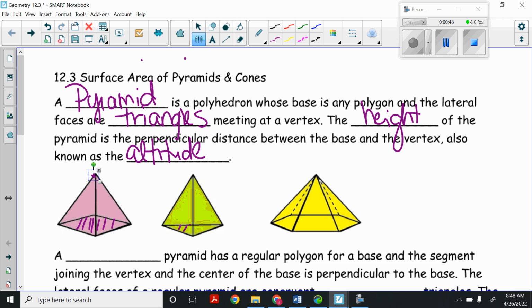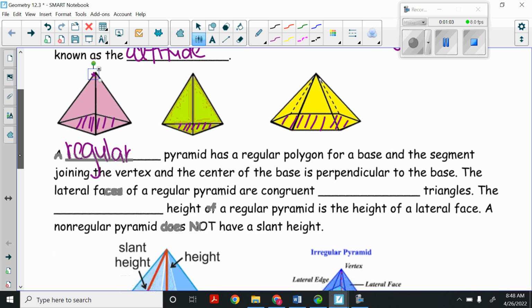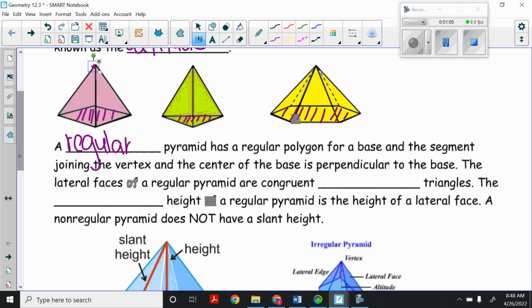The second one is a triangular pyramid because my base is a triangle. The next one is a hexagonal pyramid because my base is a hexagon. A regular pyramid is a regular polygon for a base, and the segment joining the vertex and the center of the base is perpendicular to the base. The lateral faces of a regular pyramid are congruent isosceles triangles.